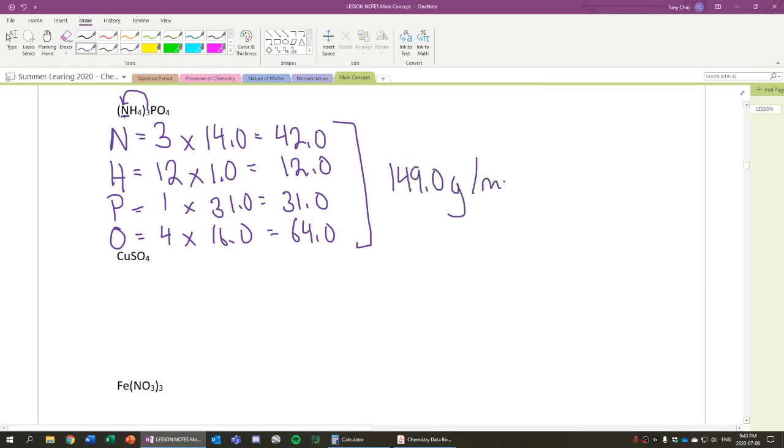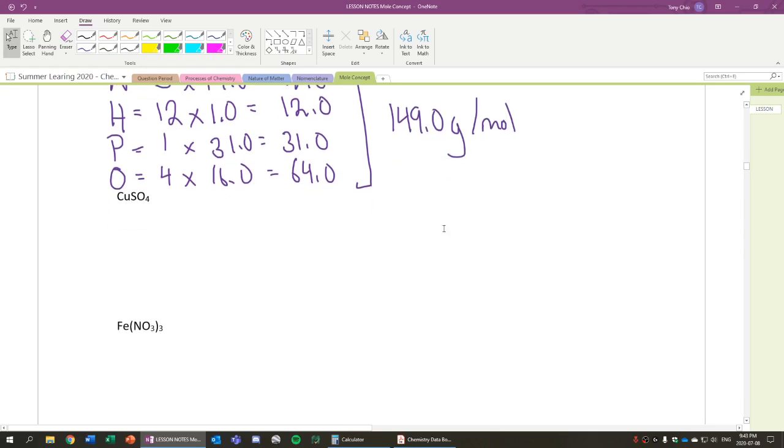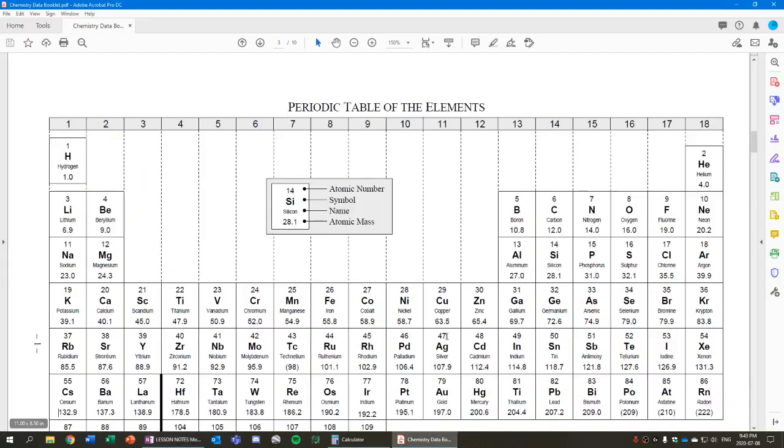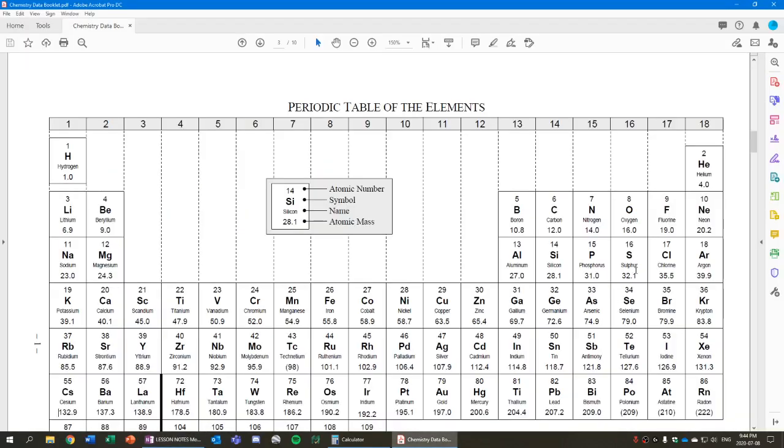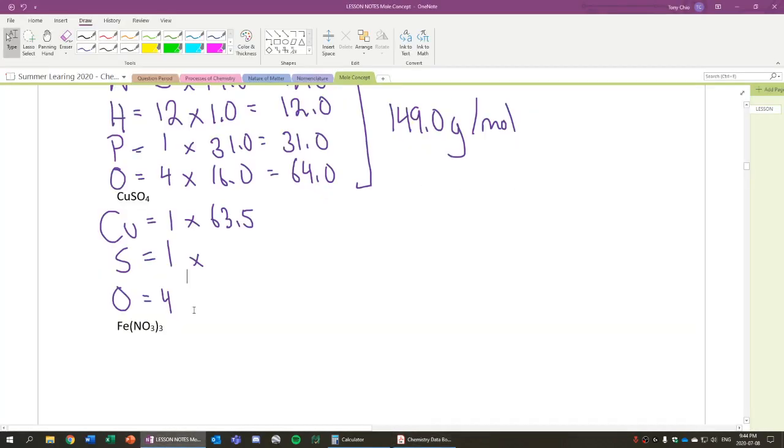Alright, so let's work on our last 2 questions here. Our chemicals in this one are copper, sulfur, and oxygen. So we have 1 copper, 1 sulfur, and 4 oxygens. The mass of 1 copper is 63.5, so we multiply this by 63.5. The mass of 1 sulfur is 32.1, so we multiply by 32.1. And oxygen again is still 16.0.